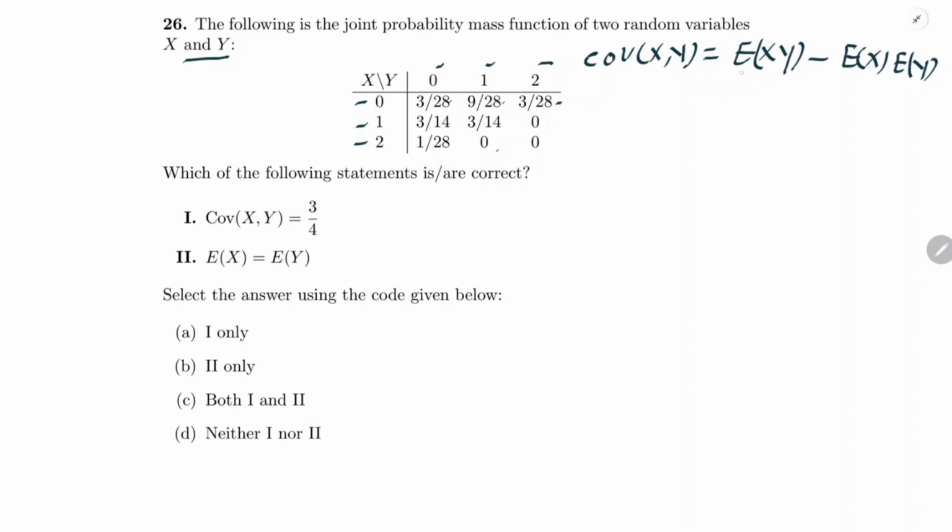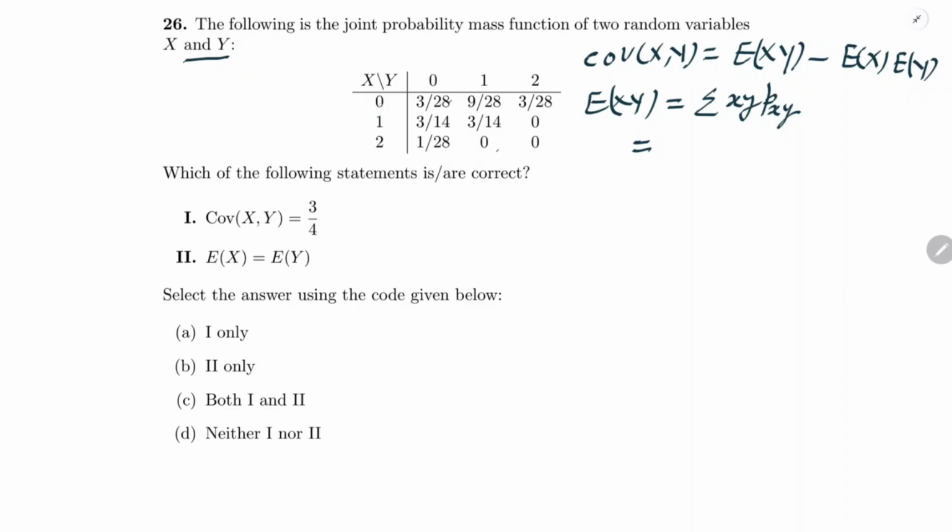We need to calculate the joint expectation first. The formula for joint expectation is summation of x into y into pxy. So this pxy is the joint probability, which are given here. These are the joint probabilities. And the values of x and y are 0, 1 and 2.